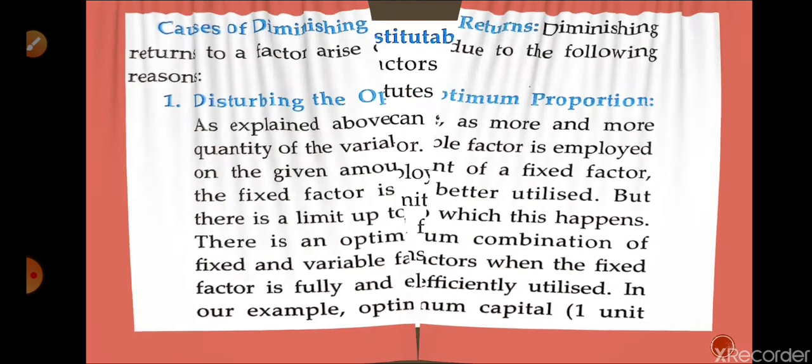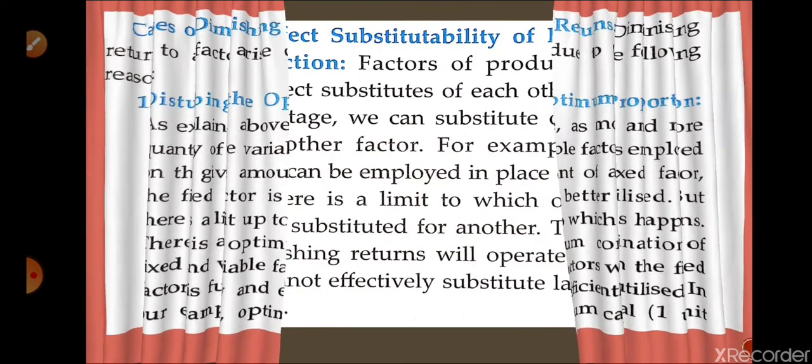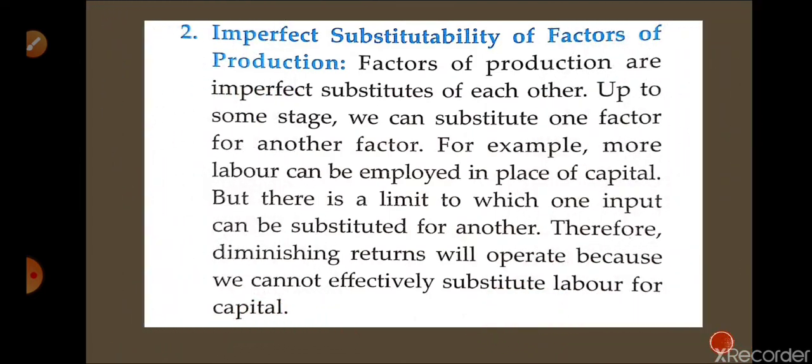So now the second point we are going to discuss, that is imperfect substitutability of the factors of production. So what is imperfect substitute? For example, we can say that one person is perfect, and he is ill, he is not working well, and in place of him the worker we have employed is not perfect. So that may cause decreasing return.